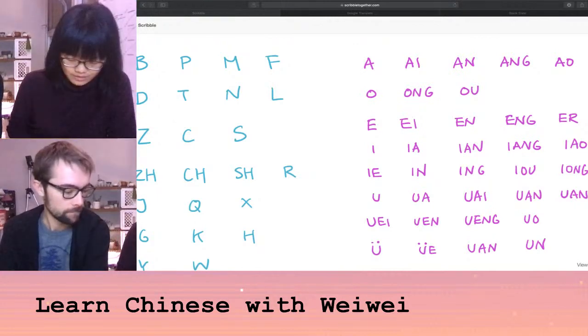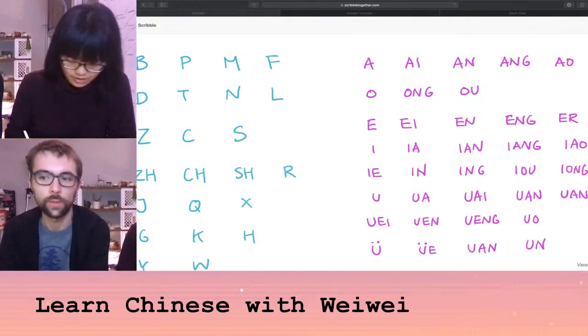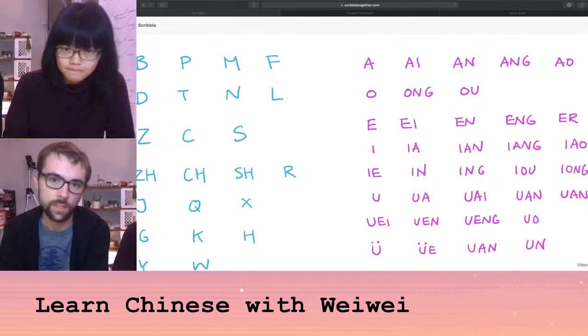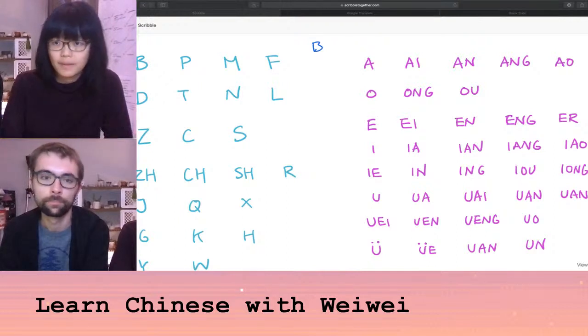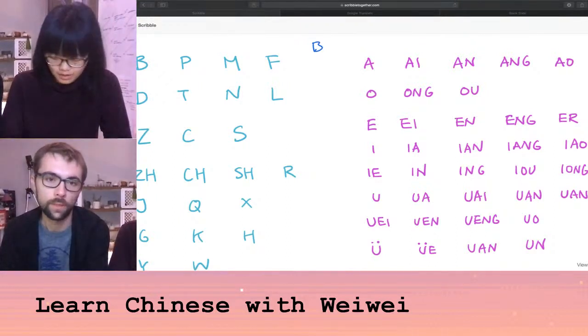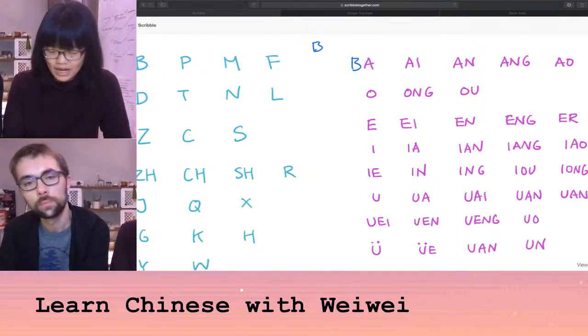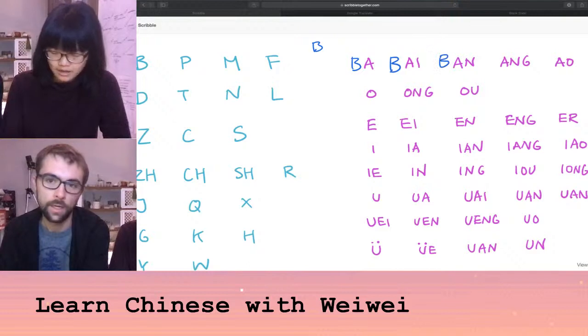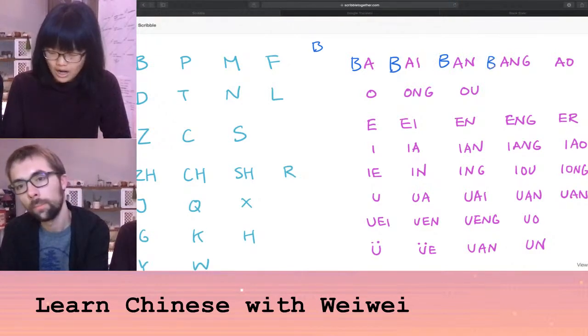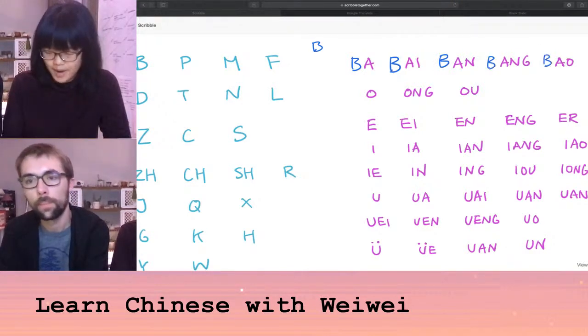So let's try combining some of them. We're going to combine some of the prefixes and some of the suffixes. For example, the b is ba. Ba, bai, ban, bang, bao.